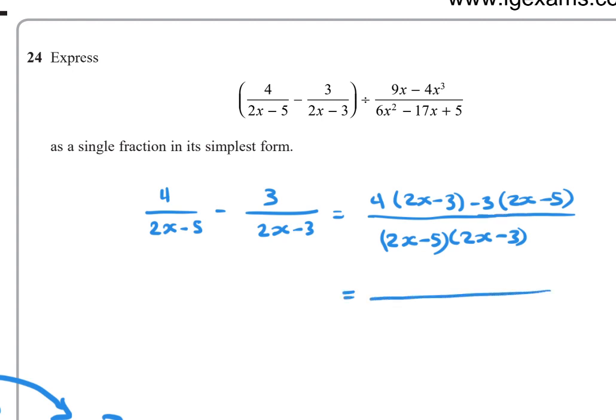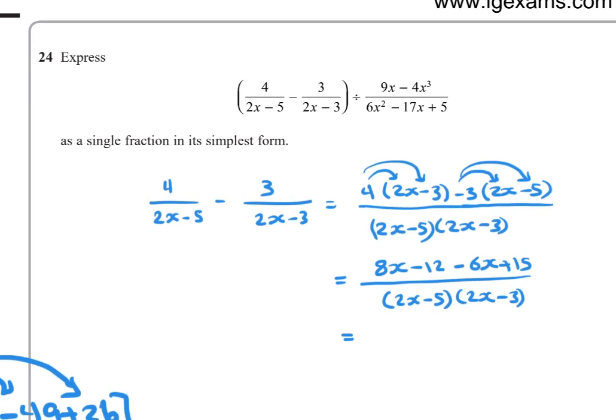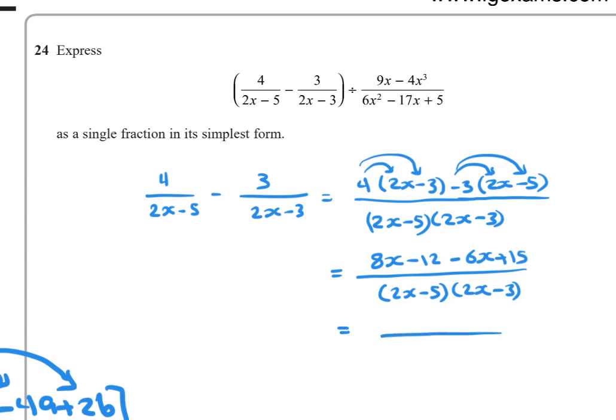Simplify the numerator. 4 times 2x and 4 times negative 3. So 8x minus 12. Negative 3 times 2x and negative 3 times negative 5. So negative 6x and positive 15 over the same denominator, which is 2x minus 5 times 2x minus 3. Now combine the like terms for the numerator. So you are left with 2x, negative 12 plus 15, so plus 3 over the same denominator, which is 2x minus 5 into 2x minus 3.